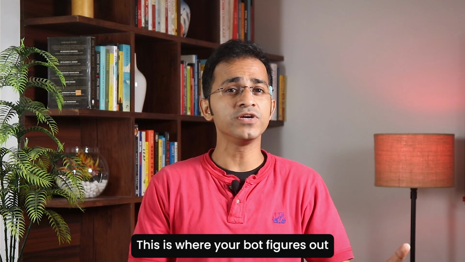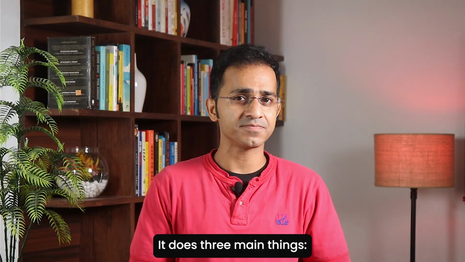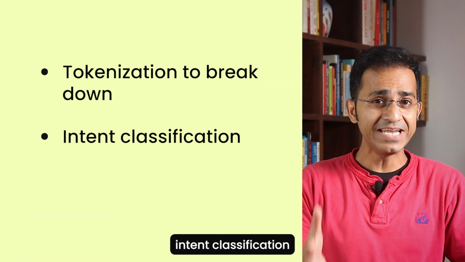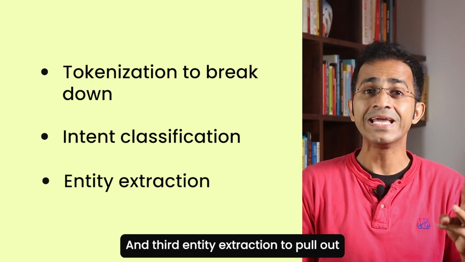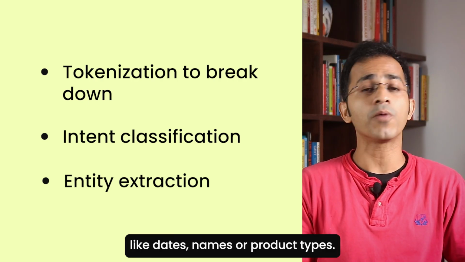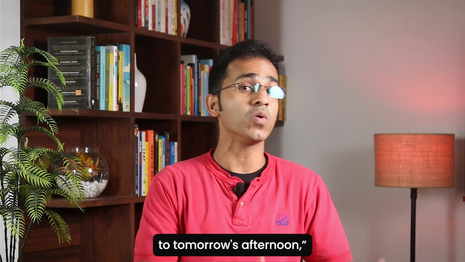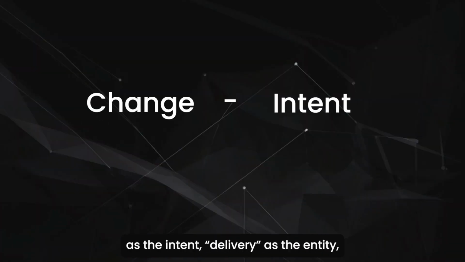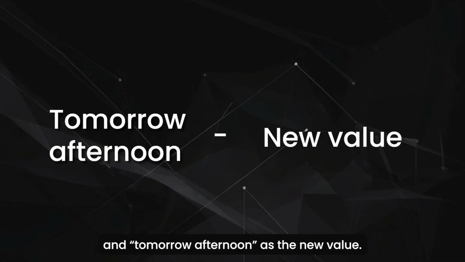Layer number 2, natural language understanding. This is where your bot figures out what users actually mean. It does 3 main things. Number 1, tokenization to break down the input. Second, intent classification to understand what the user wants. And third, entity extraction to pull out specific information like dates, names, or product types. For example, when someone says, I want to change my delivery to tomorrow's afternoon, your NLU needs to identify change as the intent, delivery as the entity, and tomorrow afternoon as the new value.